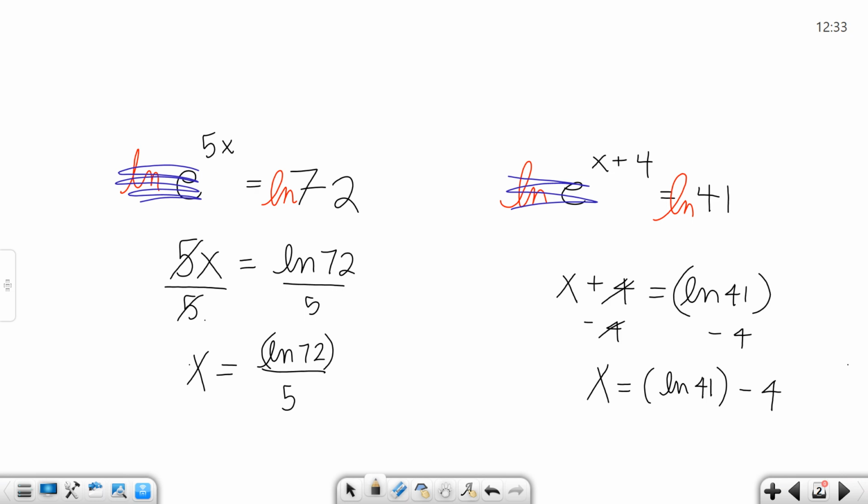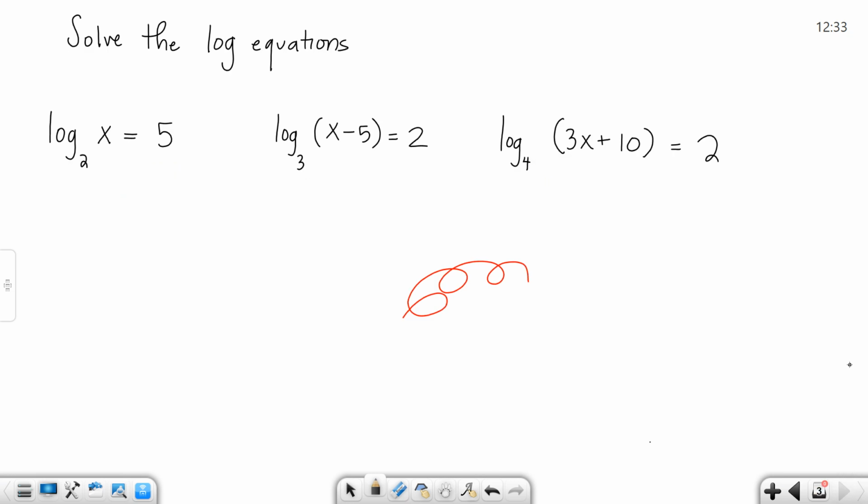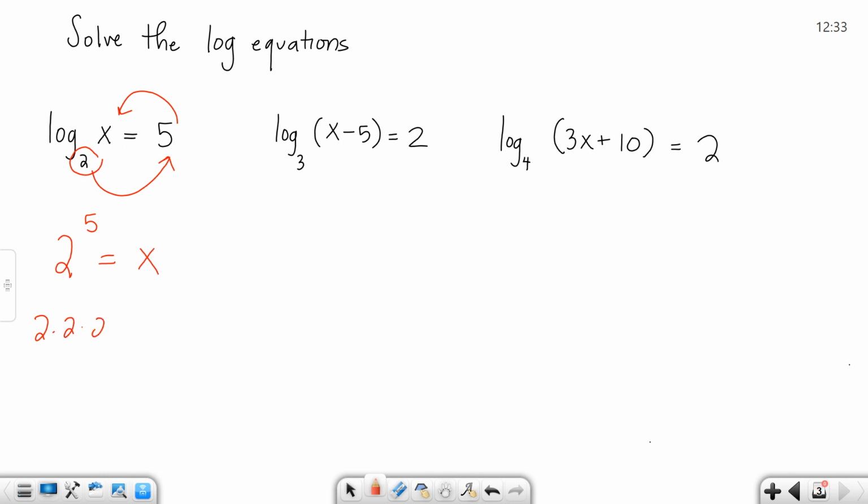Okay, so those are the exponential equations that you have. And then you have log equations. Okay, log equations are much easier to do in my opinion. So what you're going to do with the log equations is you're going to make circles. Now when you make the circles, you're going to start at your base. You're going to circle around and grab this number, which is the exponent. We learned that in our last section. And that equals x. So 2 to the 5th is 2 times 2 times 2 times 2 times 2. So that's 32 would equal x.